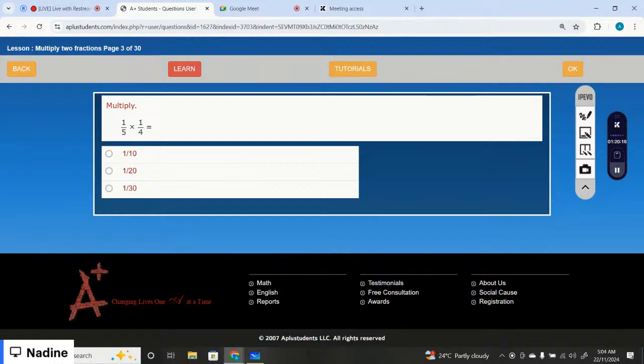1 by 5 times 1 by 4. So which is the correct option? You have to do numerator times numerator and denominator times denominator. That is 1 times 1 and 5 times 4 is 20. So option number 2 is the correct option. Very good. That's 1 by 20.